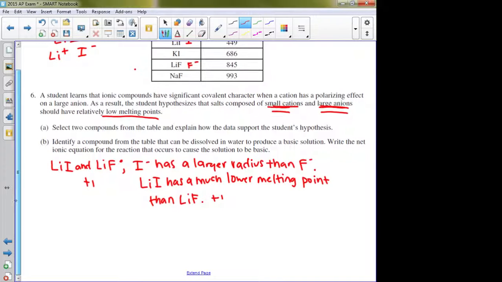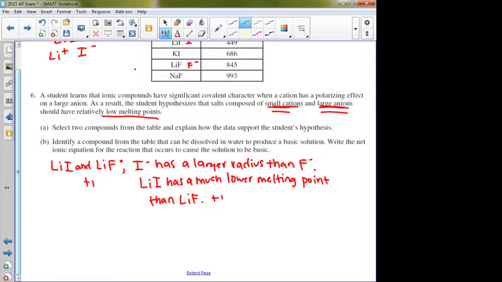All right, B. I like B. B required you to think, though. And so you may not have gotten it today, but I think you should get it if you see it on the exam. And you'll probably see something like this on the exam. Okay? B says identify a compound from the table that can be dissolved in water.